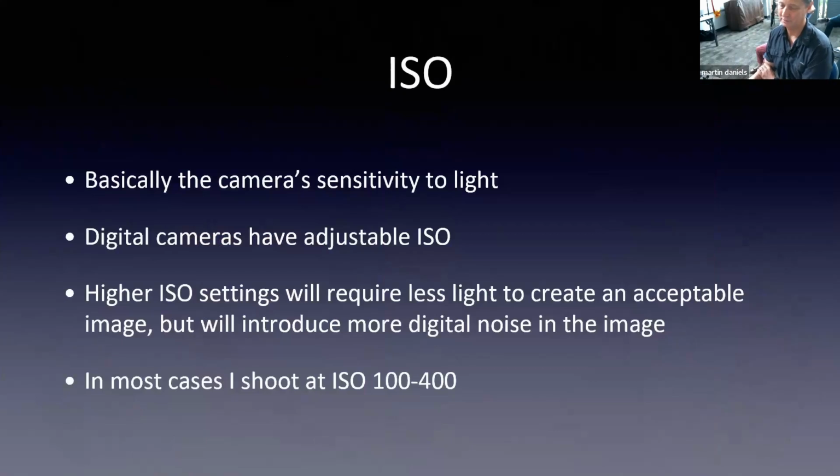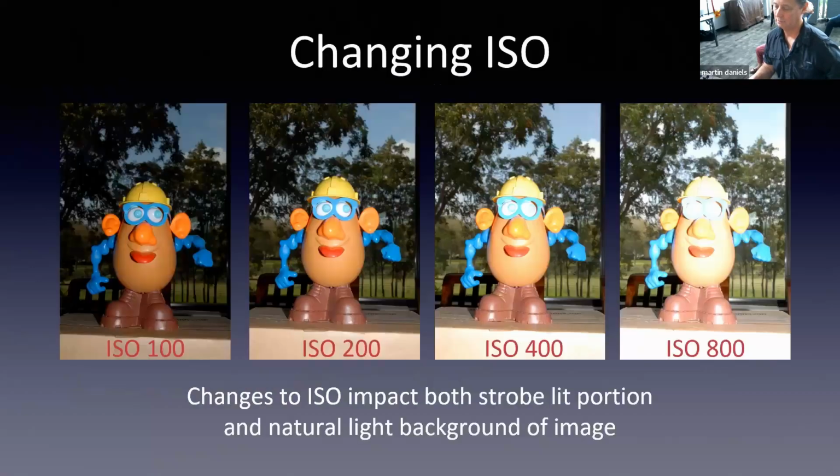So ISO, it's this camera sensitivity to light. Back in the days, you had to choose your film ISO. Nowadays, you just turn a knob on your camera, which is very nice. Higher ISO settings will require less light to create an acceptable image, but will introduce more digital noise to the image. In most cases, underwater, I'm shooting up maybe 100 to 400, unless there's some reason to go higher. So again, keeping everything else constant, changing the ISO setting, you can see it impacts both the foreground strobe illuminated portion and the background ambient light portion of the image.